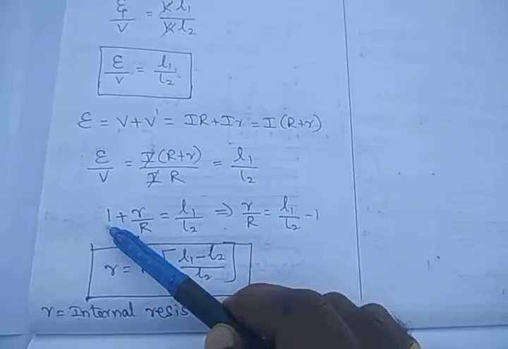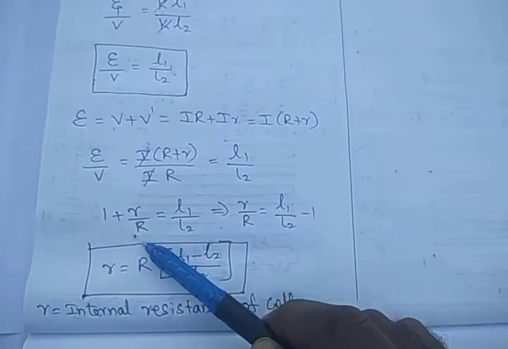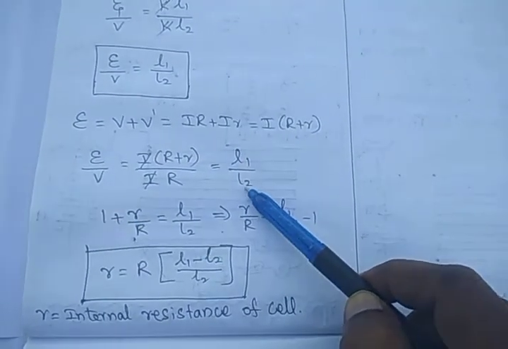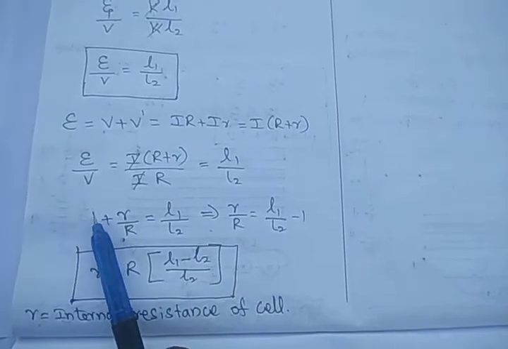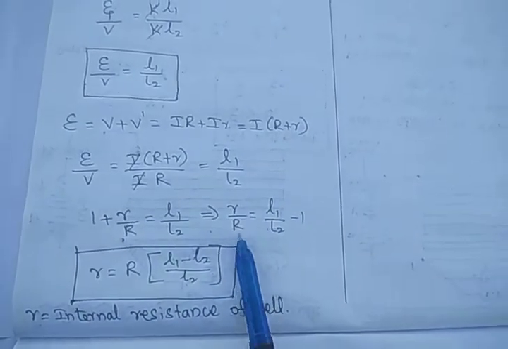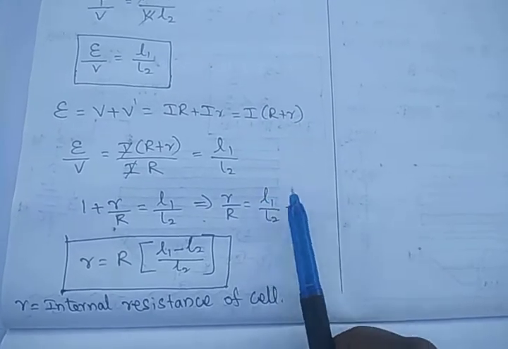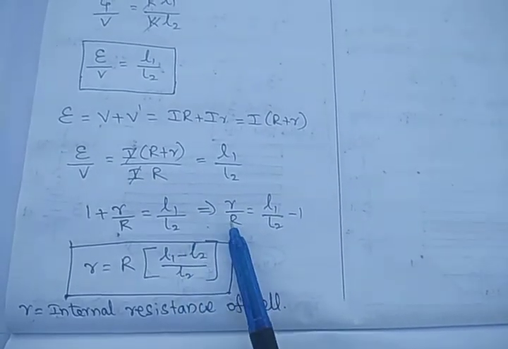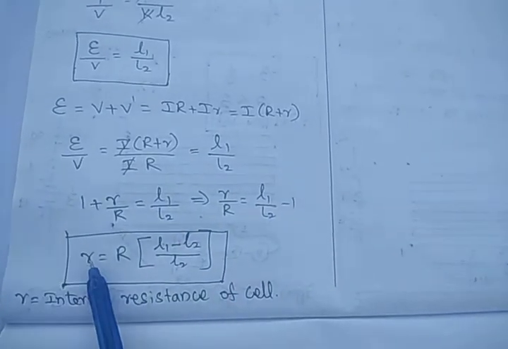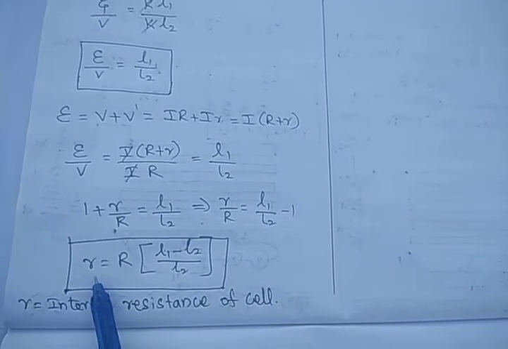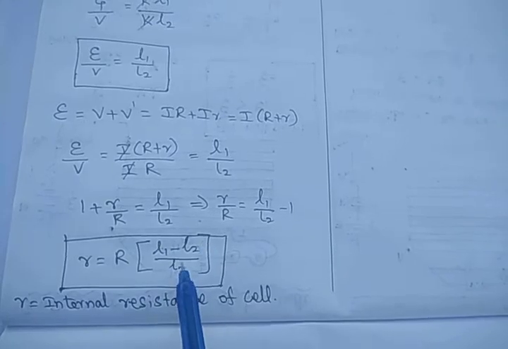Then R by R is equal to 1, plus small r by R, is equal to L1 by L2. Rearranging, 1 comes to this side. So r by R is equal to L1 by L2 minus 1. Taking the LCM, L1 minus L2 by L2, then this R goes to the right side. So the internal resistance of the cell can be calculated as r equals R into L1 minus L2 by L2.